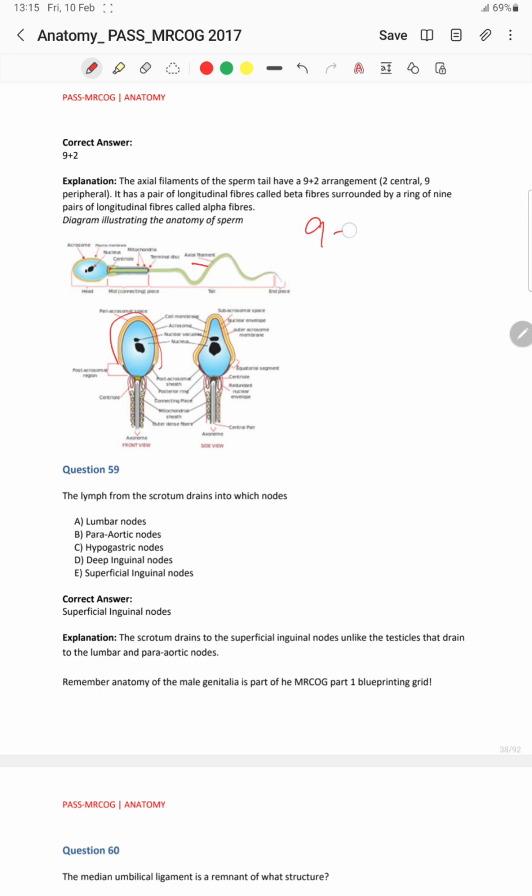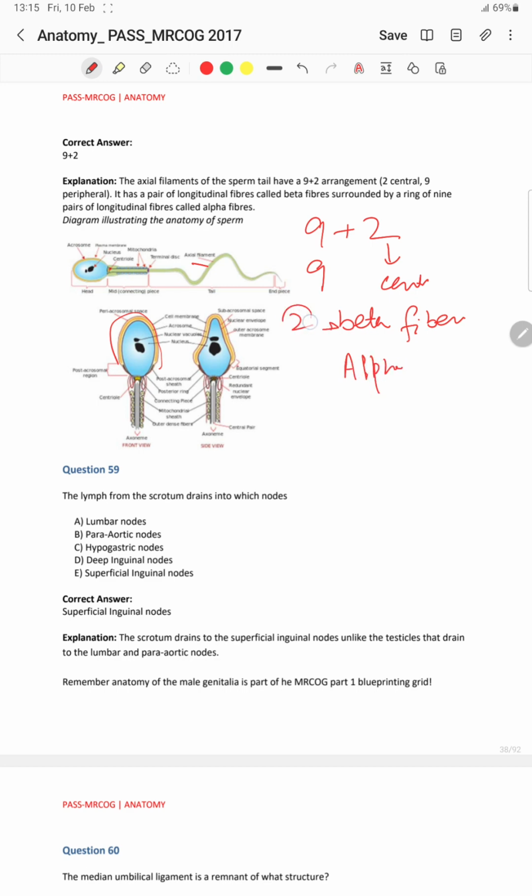9 plus 2 means, what is 9 plus 2? 9 plus 2 is that 2 are the central and 9 are the peripheral. It has a pair of the longitudinal fibers that are called the beta fibers, and they are surrounded by a ring of 9 pairs of the longitudinal fibers called the alpha fibers.